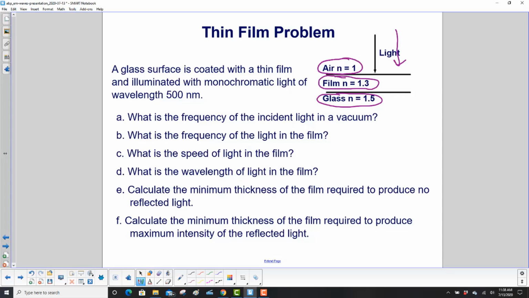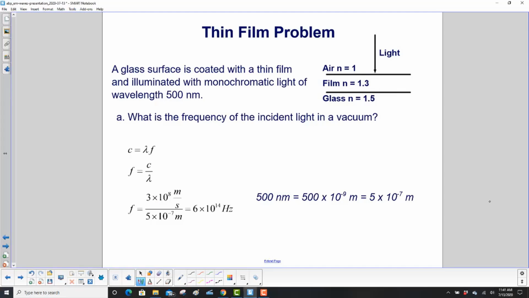What is the frequency of the incident light in a vacuum, or air? Air is close enough for our purposes. What is the frequency of the light in the film? What is the speed of light in the film? What is the wavelength of light in the film? Calculate the minimum thickness of the film required to produce no reflected light. Calculate the minimum thickness of the film required to produce maximum intensity of the reflected light.